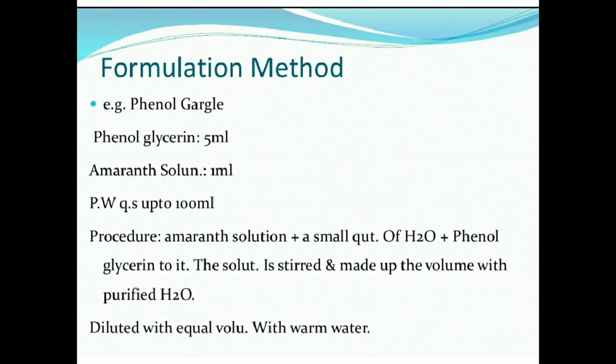The ingredients present in the preparation of phenol gargle are phenol glycerin 5 ml, amaranth solution 1 ml, and purified water up to 100 ml. For preparation of phenol gargle, the amaranth solution is mixed with a small quantity of water. Add phenol glycerin 5 ml. The solution is stirred. The final volume is made up with purified water. The preparation is transferred into a bottle and stored. Whenever necessary, it can be diluted with warm water.